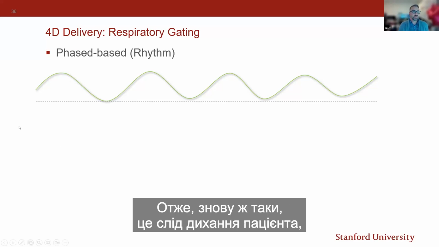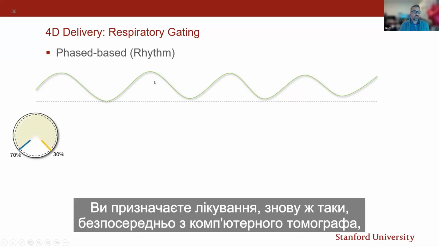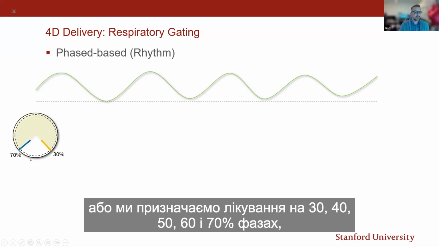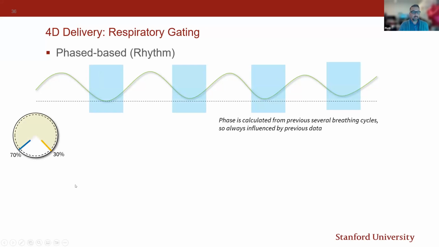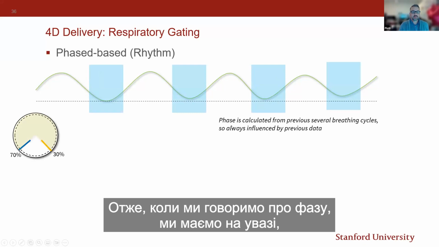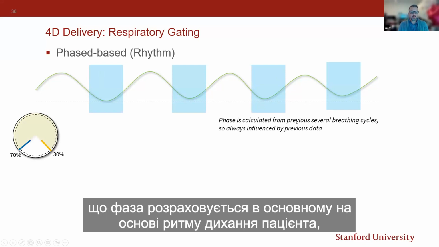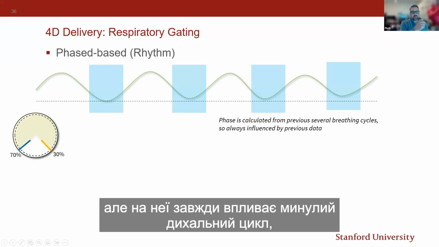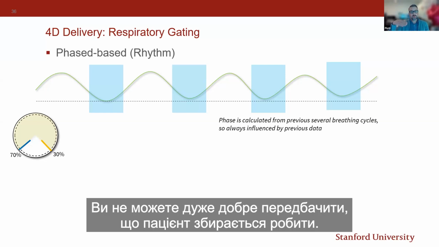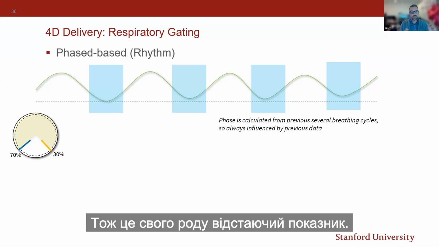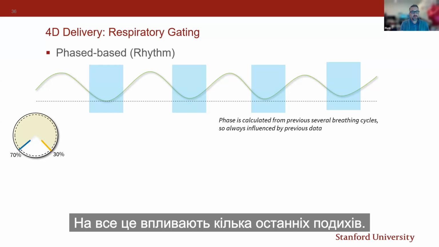Okay, so this is the patient's breathing trace as they breathe. You're going to assign, directly from the 4D CT scanner, treatment during the 30, 40, 50, 60, and 70% phases, which would look something like this. The blue bars indicate the beam on of the machine based on the patient's breathing trace or calculated phase. One thing to note is that when we say phase, the phase is calculated basically from the rhythm of the patient's breathing, but it's always influenced by the past breathing cycle, because you don't know what the next one is going to look like. You can't predict very well what the patient's going to do. So it's kind of a lagging measure, always influenced by the last couple of breaths.